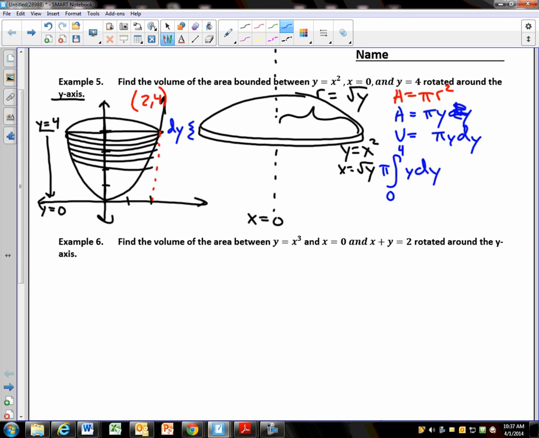All right, so what's the antiderivative of y? y squared over 2. And we have to multiply that by pi, and we're going to evaluate it from 4 to 0. The 0 goes away. What's 4 squared over 2? 8 pi.